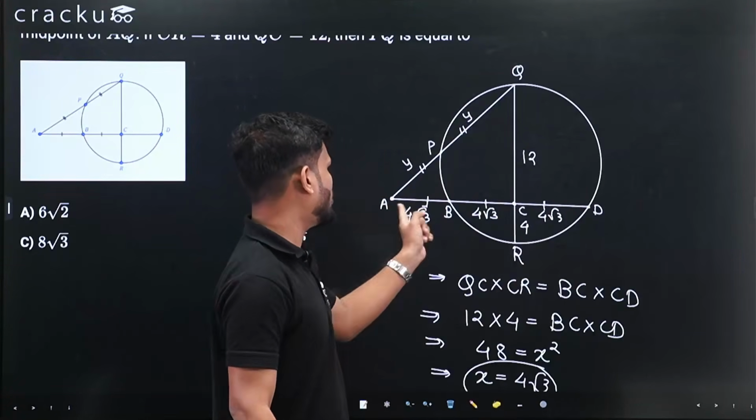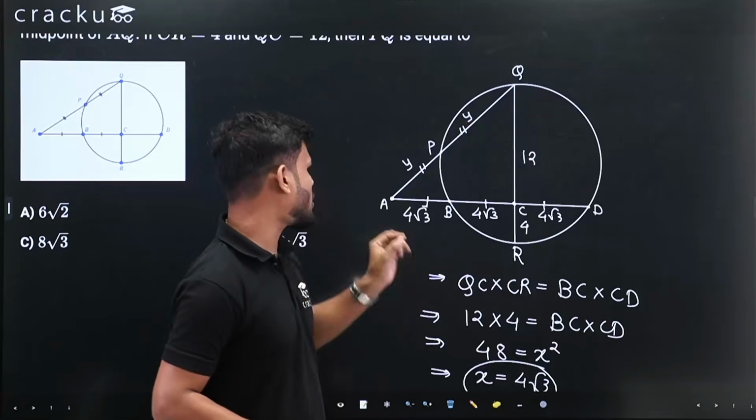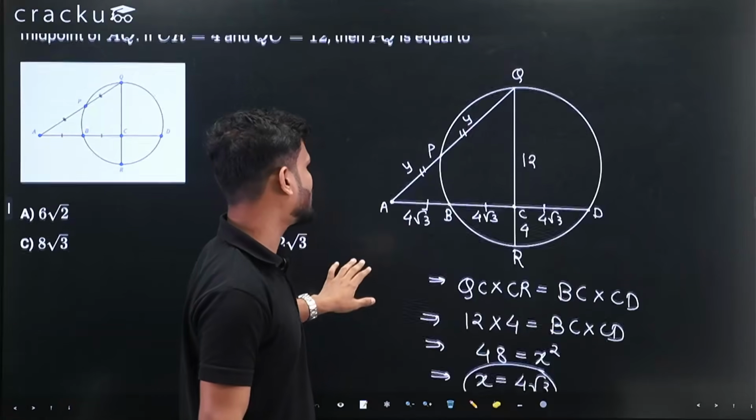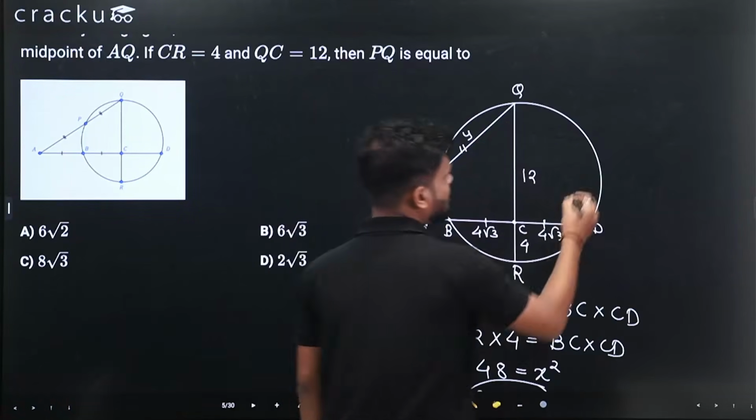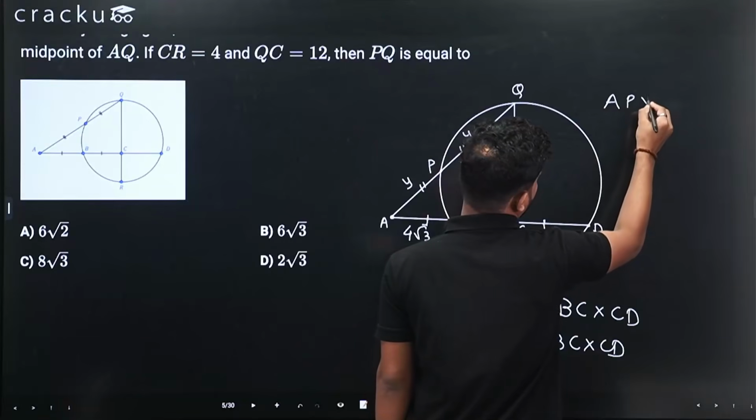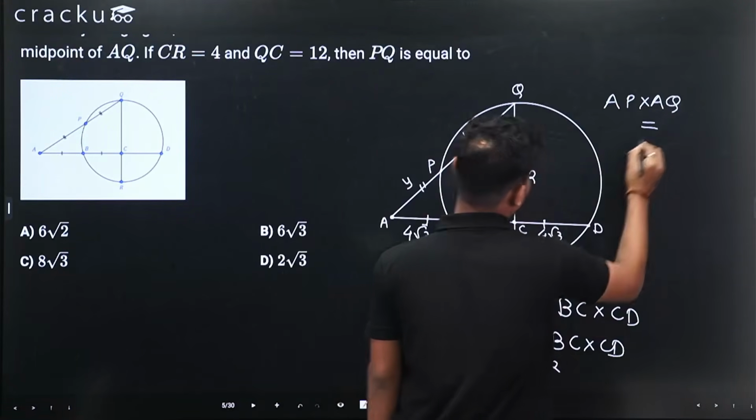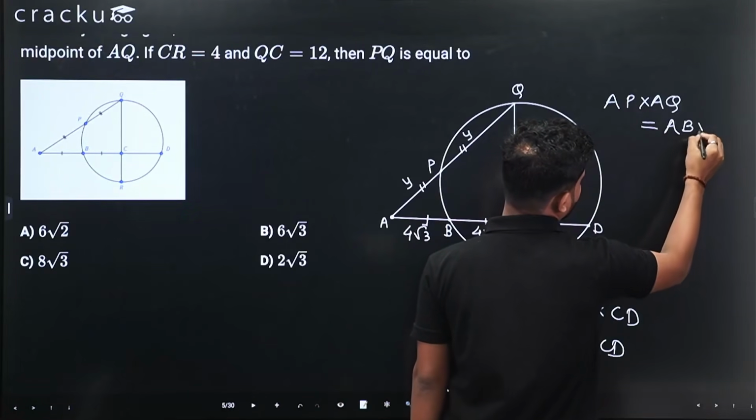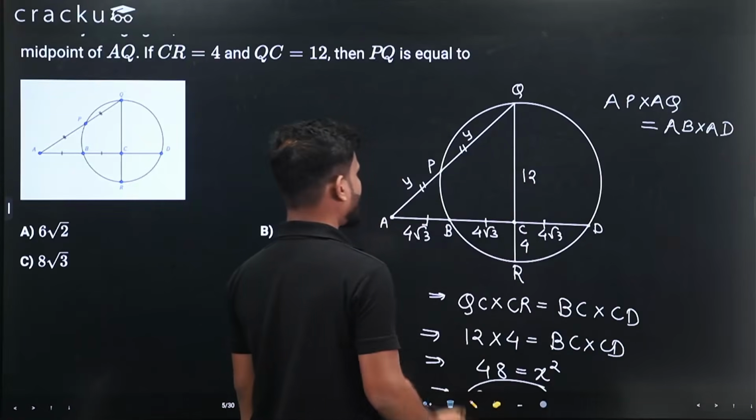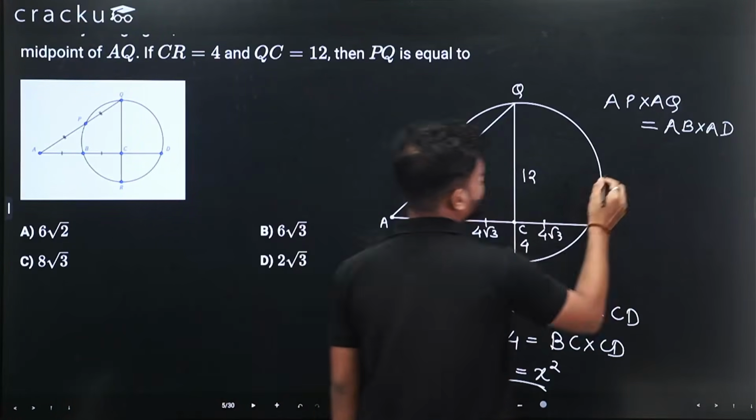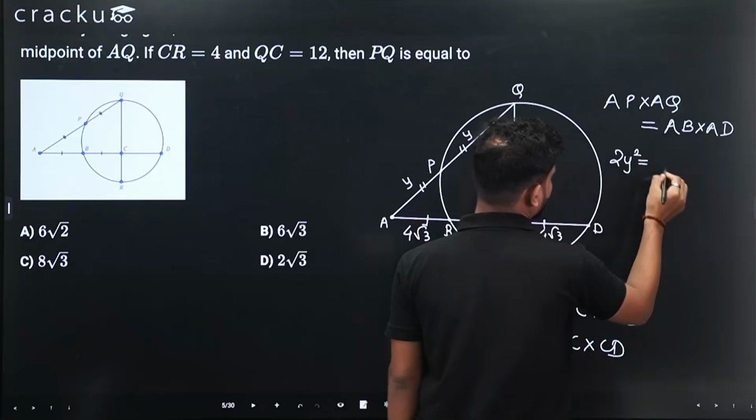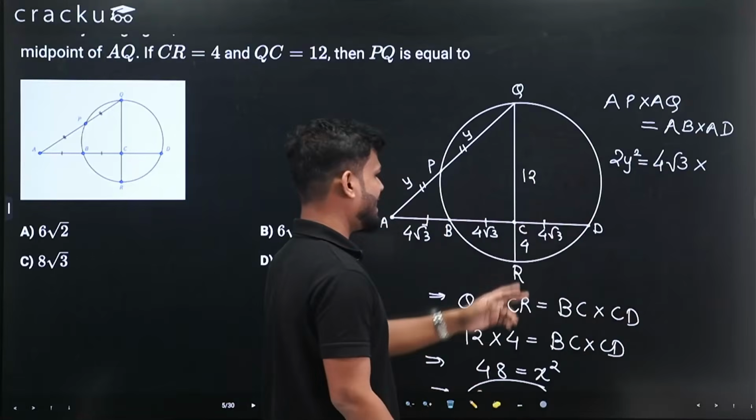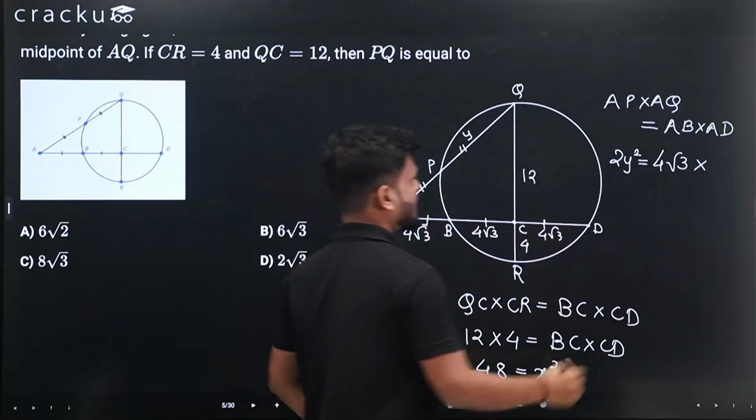Now AQ and AD are the secants drawn from the same point A. So I can apply the secant theorem. What does it say? It says AP into AQ is equal to AB into AD. What is AP into AQ? AP is Y, AQ is 2Y, so this is 2Y square. What is AB? AB is 4 root 3. And what is AD? AD is nothing but 4 root 3 plus 4 root 3 plus 4 root 3, which is 12 root 3.